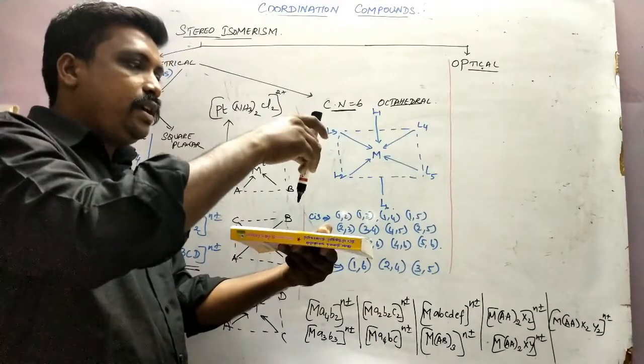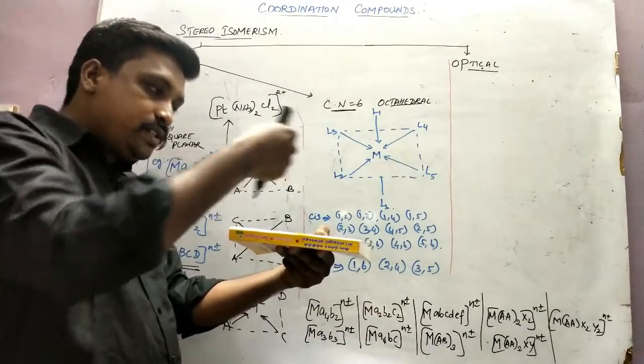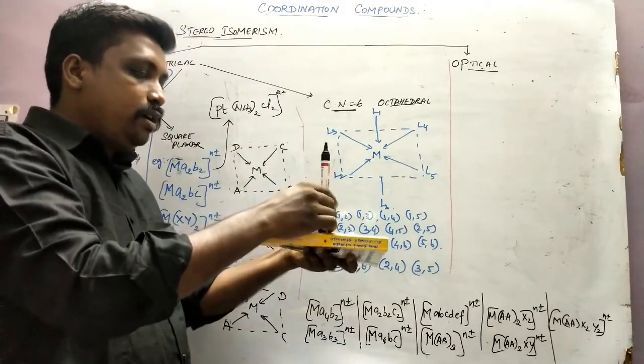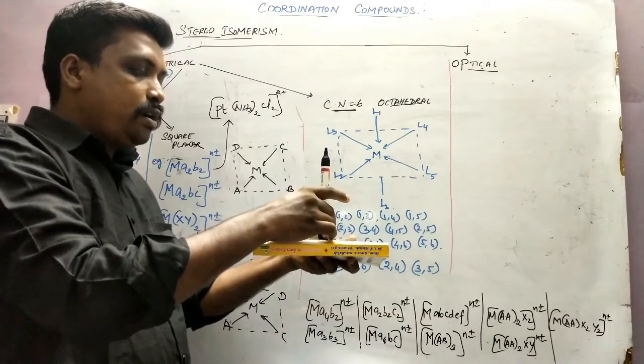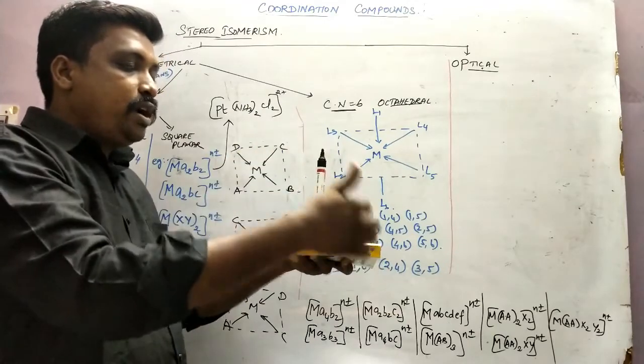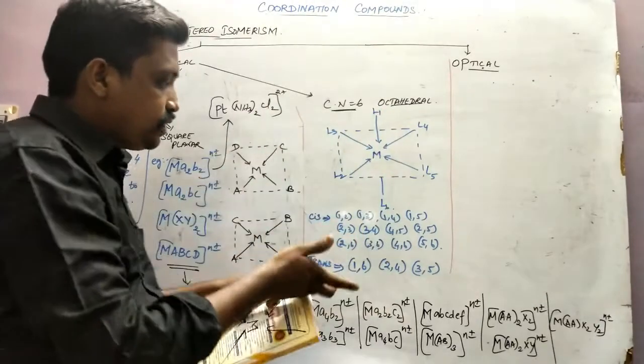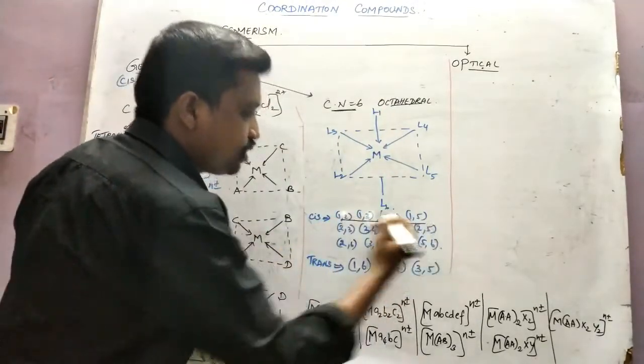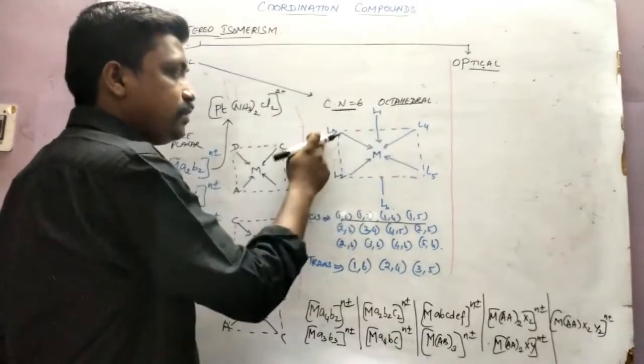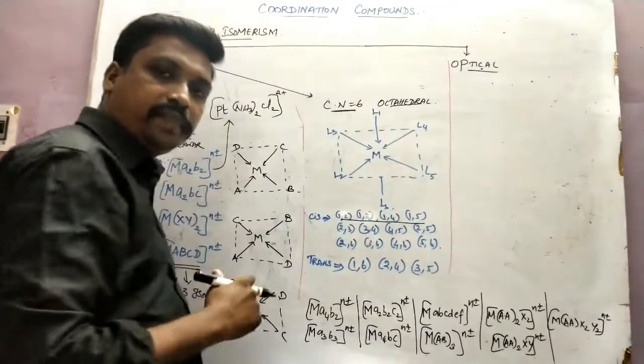Okay. Right. See here, 1 and 2 are adjacent. 1 and 3 are adjacent. 1 and 4 are adjacent. 1 and 5 are adjacent. So similarly, these are all adjacent positions: 1 with 2, 1 with 3, 1 with 4 and 1 with 5.